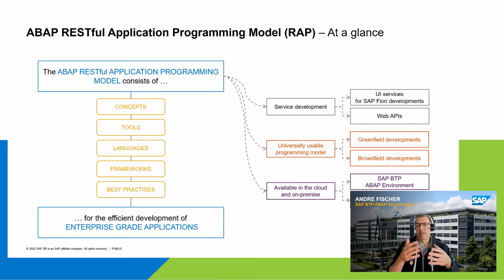For example, if you're in the cloud, you're only allowed to call released APIs, whereas on-prem, you would still have the opportunity to misbehave and call even not released APIs from SAP, which I would not recommend, but that would be possible. But this programming model can be used on-prem and in the cloud, and it's used by SAP Development to develop services for SAP S/4HANA on-prem and in the cloud.